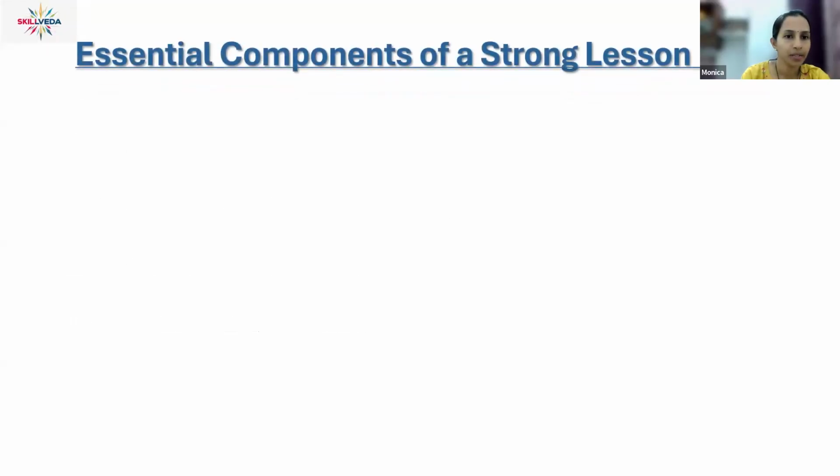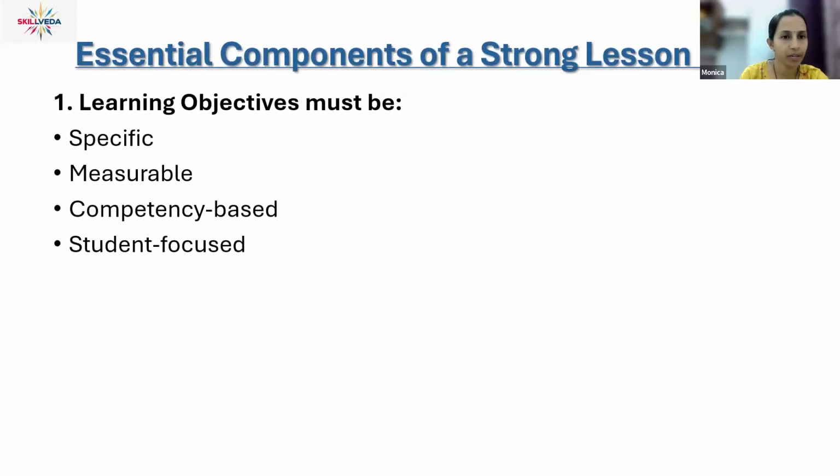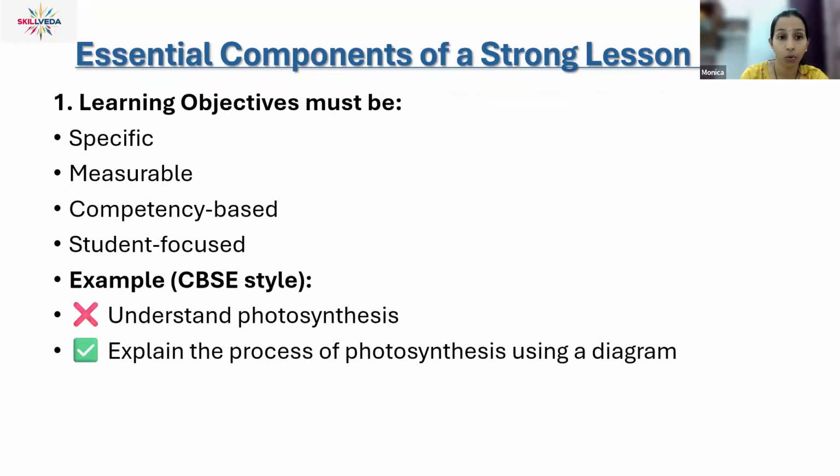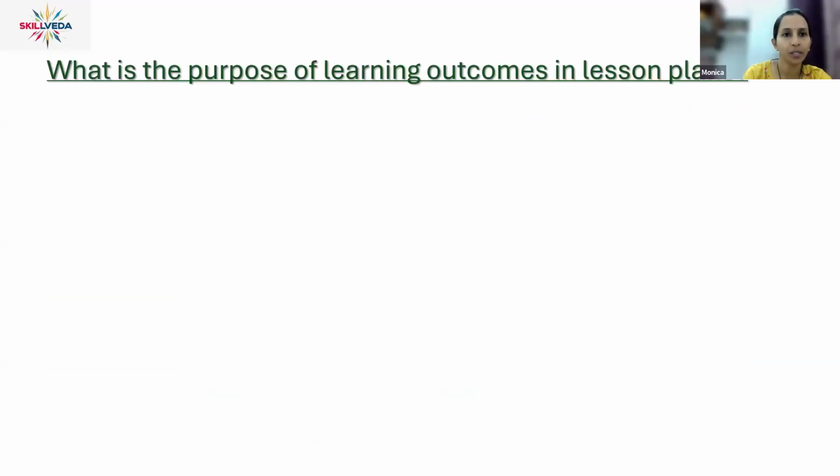Okay. Now, what are the essential components of a lesson plan? We have already discussed. It should be specific, measurable, competency based, and student focused, not teacher focused. Okay. For example, a CBSE style competency based question is like: explain the process of photosynthesis using a diagram. So here, the word explain means you have to tell the reason why photosynthesis takes place with a diagram. Okay, so these are some of the competency-based questions we give to check the understanding level of the students. So in a lesson plan, you should also involve all these questions.